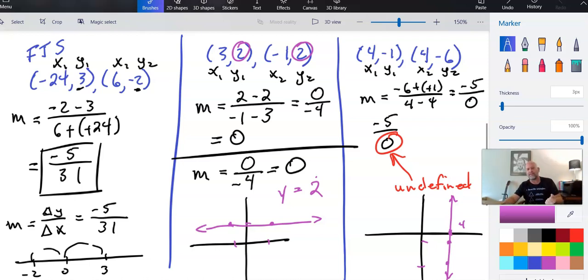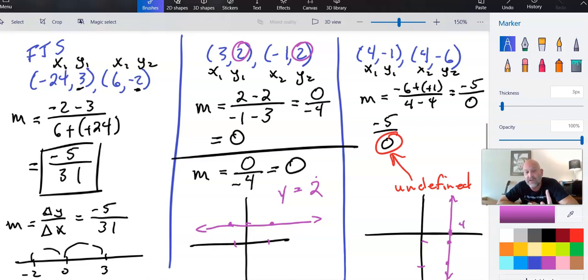But that particular number, when you write it down, when you work out the math, comes out to an undefined slope. Okay, so if you get an undefined slope, that means it's a vertical line. It goes straight up and down, right? It's as steep as possible, and it cannot get any steeper.